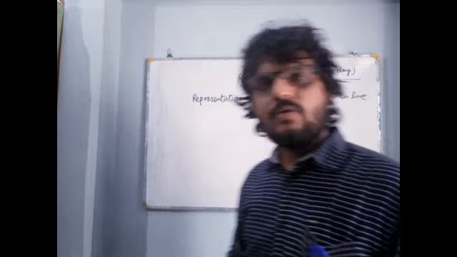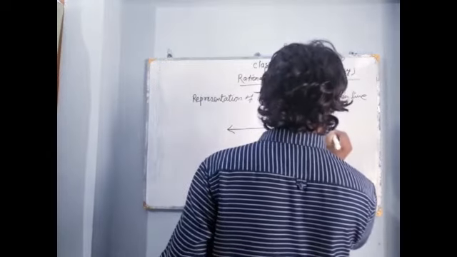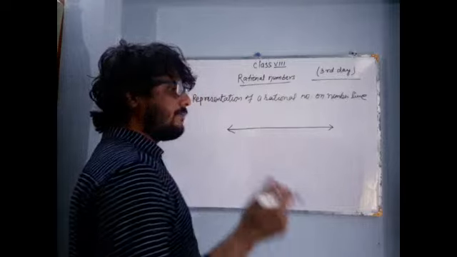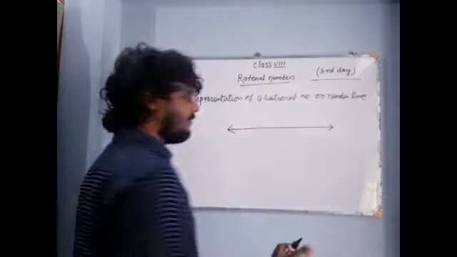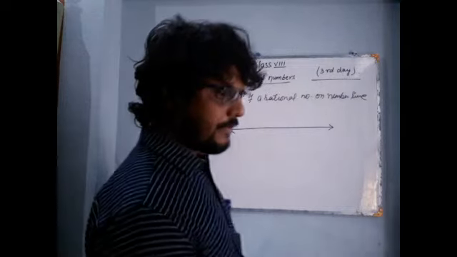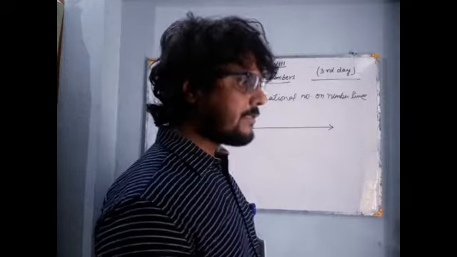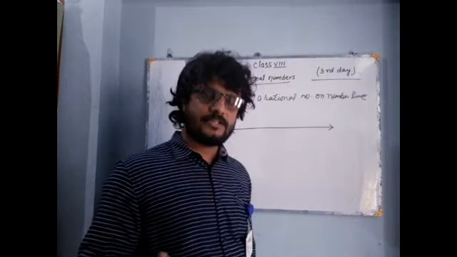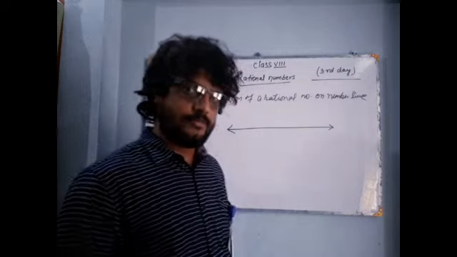You all are familiar with the number line. Okay, so I draw a number line. In the center of a number line there is 0, which is neither positive nor negative. On the right side of the 0 there are positive rational numbers, and on the left side of the 0 there are negative rational numbers.